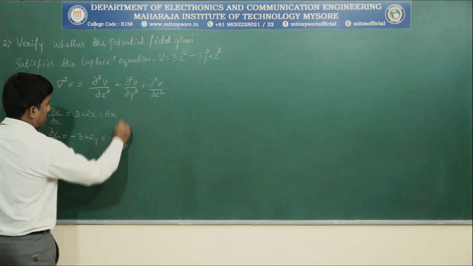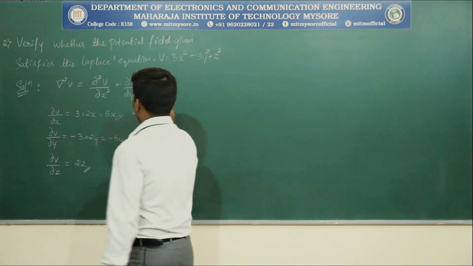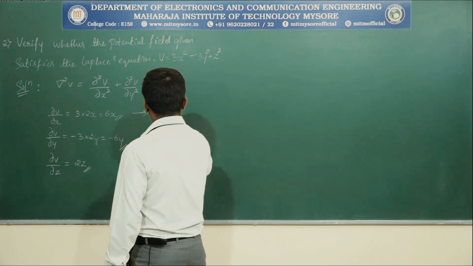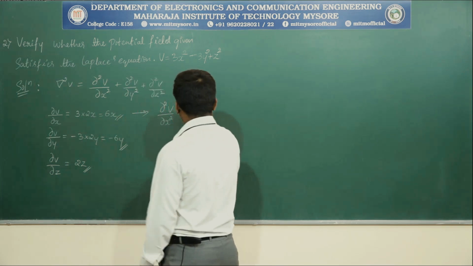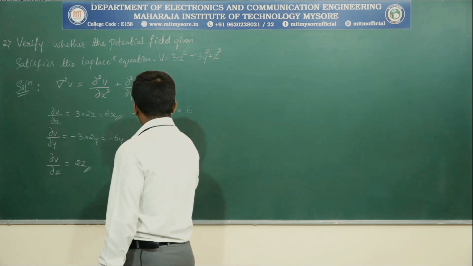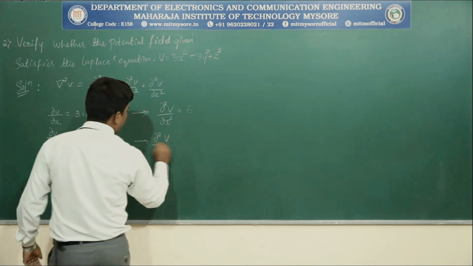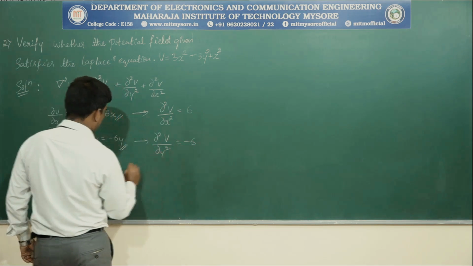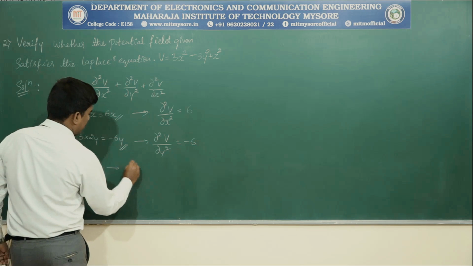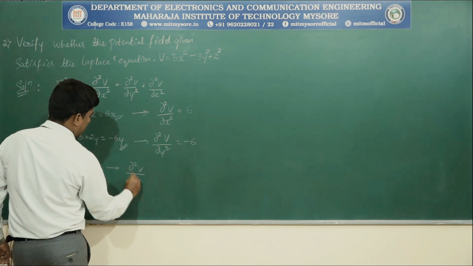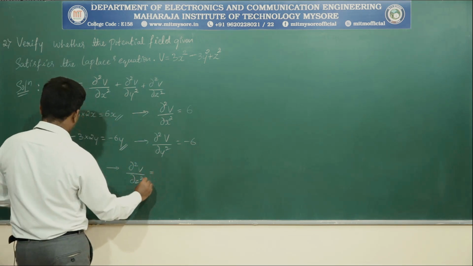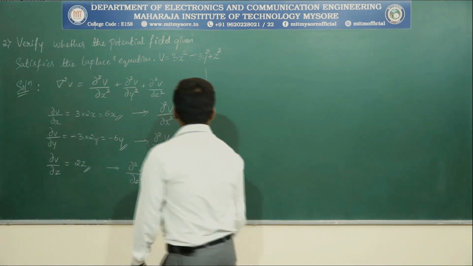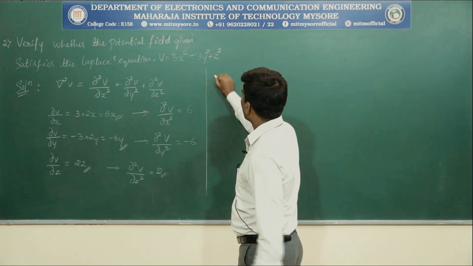Again, the next step is dou square V by dou x square. We need to differentiate this again. This becomes 6. Dou square V by dou y square becomes minus 6, and dou square V by dou z square, what are we going to get? This is 2. Now substitute all the equations into this.